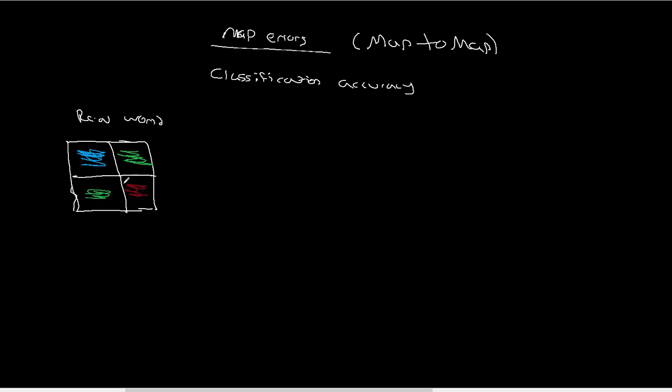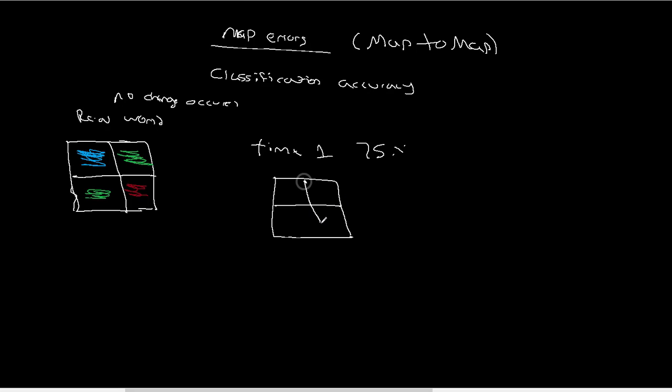And we're going to say that no change occurred between the two time periods. We're just going to make this statement again. This is a hypothetical example. No change occurred. So let's say at time 1, our classification accuracy was 75%. And let's say that it misclassified the forest pixel right here, that it misclassified that as urban.